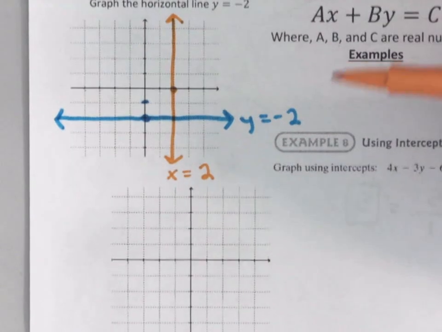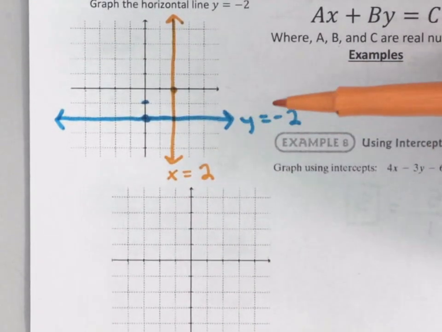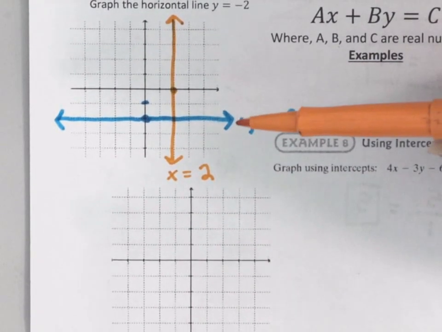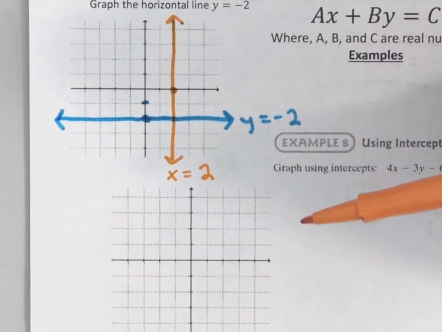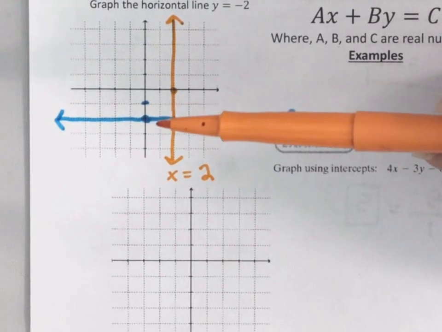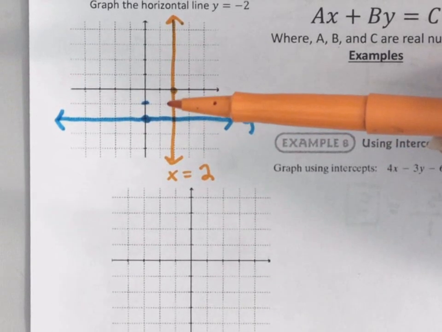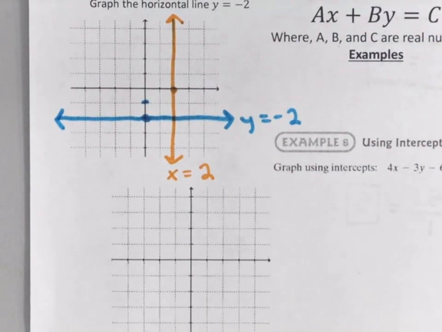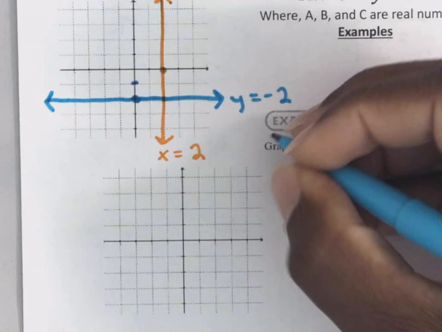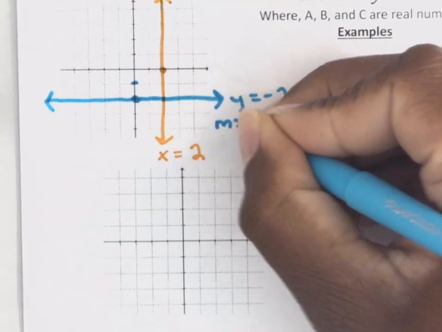What is the slope of this blue line? Am I rising? I am running though. What is my change? Do I have a change, like going up or going down? I don't. So what would the slope be? 0. It's just a flat piece of ground. My slope is 0.